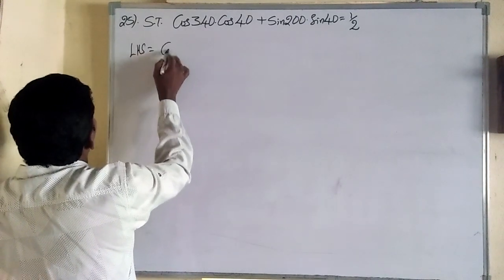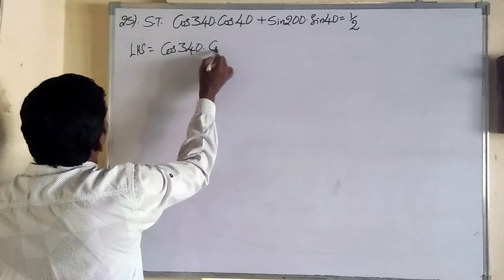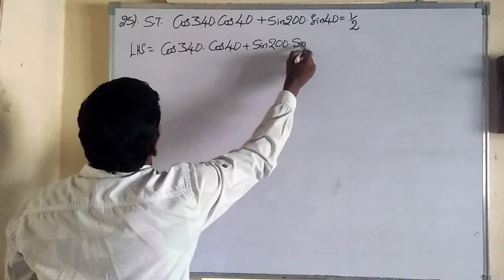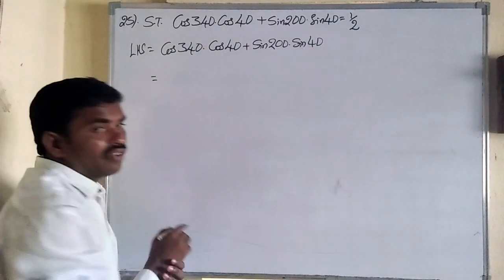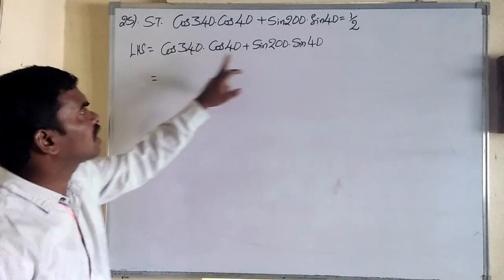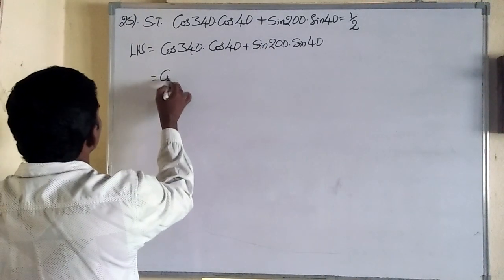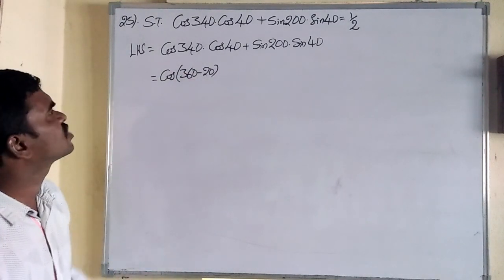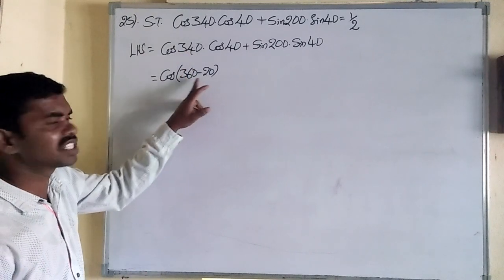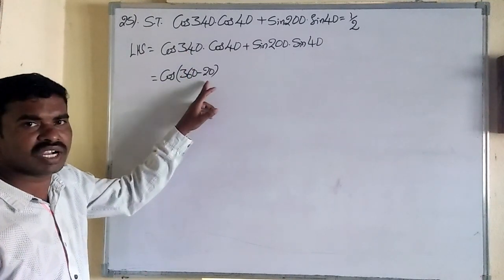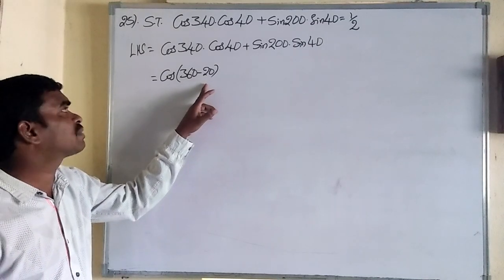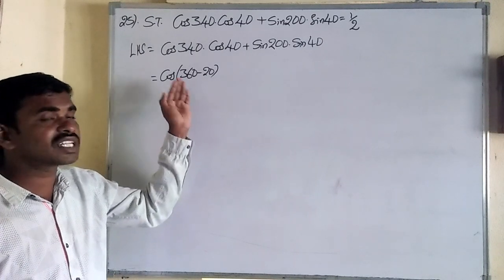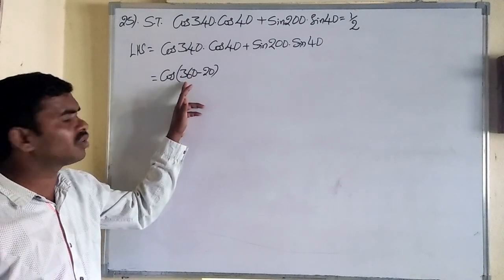First take LHS. Cos 340 into cos 40 plus sin 200 into sin 40. We have to reduce the angles 340 and 200. How can we reduce? We can write this as 360 minus 20. Am I right? 360 minus 20. Why am I writing only 360 minus 20? We should express the given angle as 180 plus or 180 minus, otherwise 360 plus or 360 minus. Here we wrote 360 minus 20.